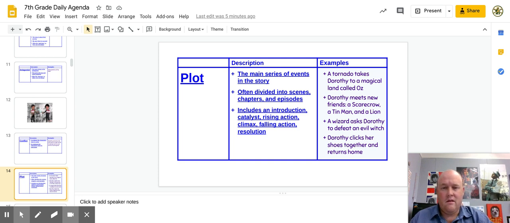Plot is the next key term. It's the main series of events in the story. It's usually divided into scenes and chapters and episodes, and it includes several steps, which are introduction, catalyst, rising action, climax, falling action, and resolution. We'll talk about each of these in more depth at a later date.